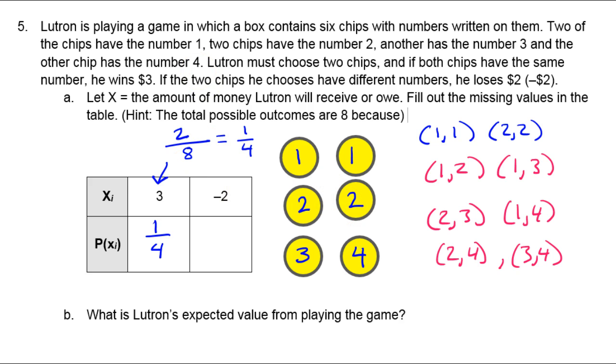Now how about the probability of losing $2? If we're talking about losing $2, there are 6 ways that could happen. 6 ways, again, out of a total of 8. So that reduces down to 3/4.